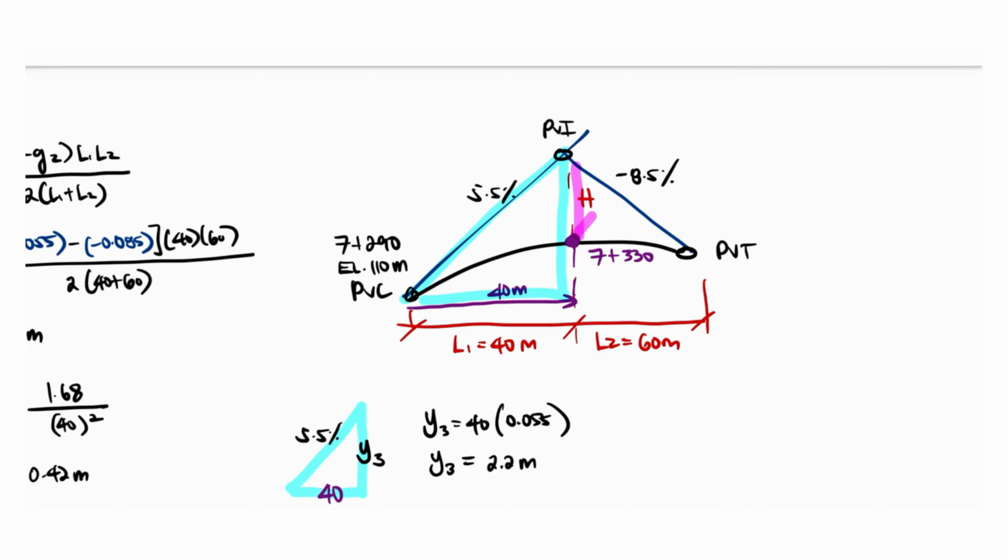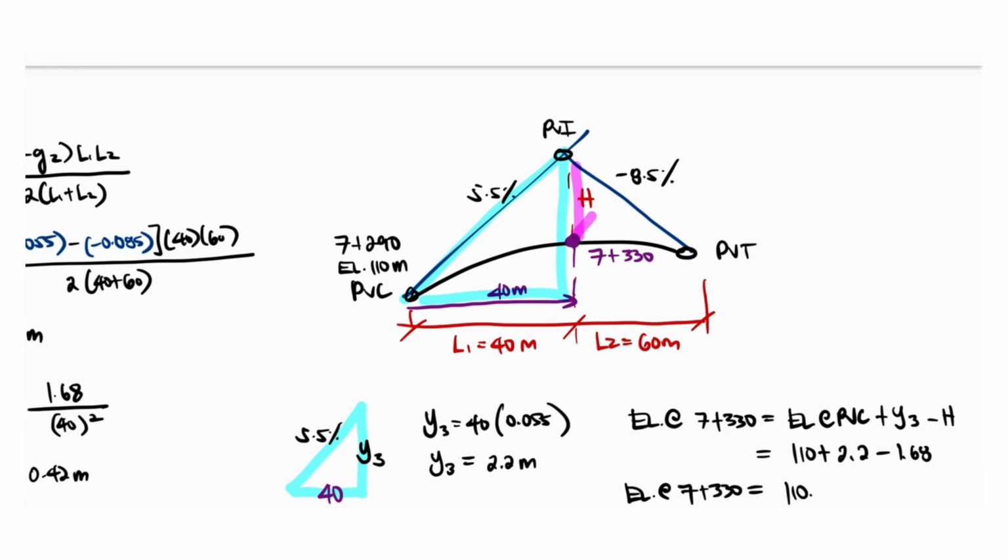From the parabolic curve, the elevation at station 7 plus 330 can be expressed as elevation at station 7 plus 330, which is equal to the elevation at PVC plus y3 minus h. Substituting the values, we obtain an elevation of 110.52 meters. Therefore, the elevation at station 7 plus 330 is 110.52 meters.